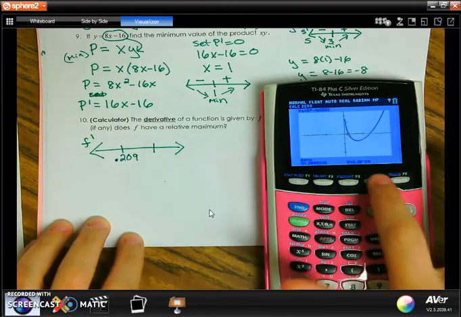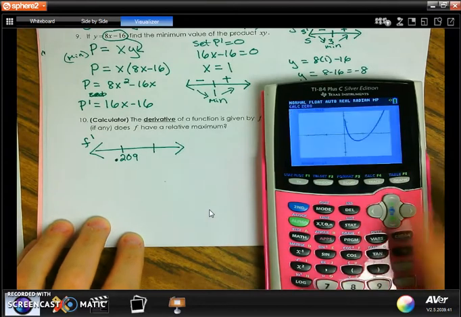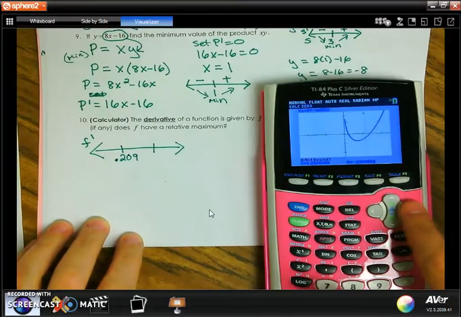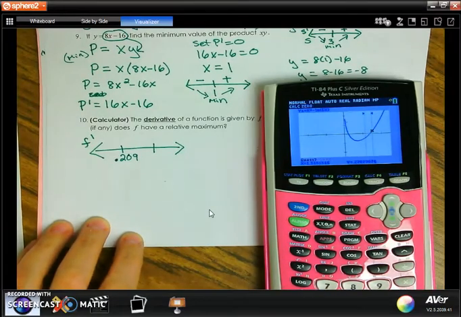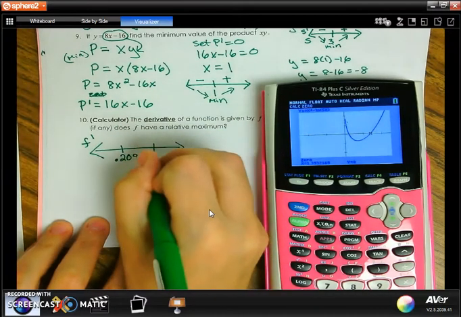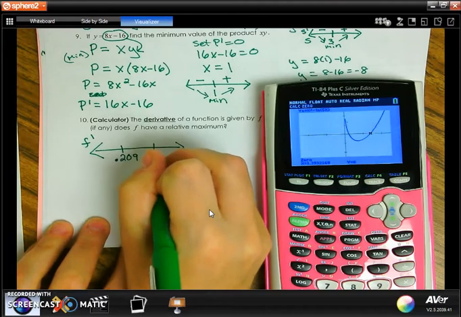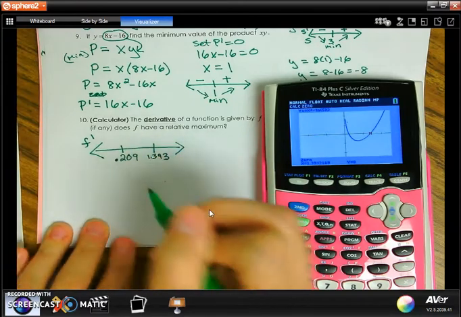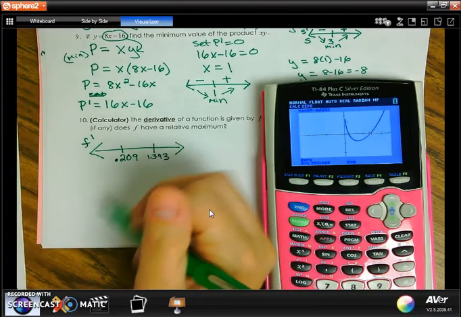And then it looks like there's another spot. So you hit second, trace, zeros again. So we're going to arrow over till I'm just near it, and I hit enter. Then I arrow to the other side of it, and I hit enter twice. And then this time, it tells me I am at 1.393.